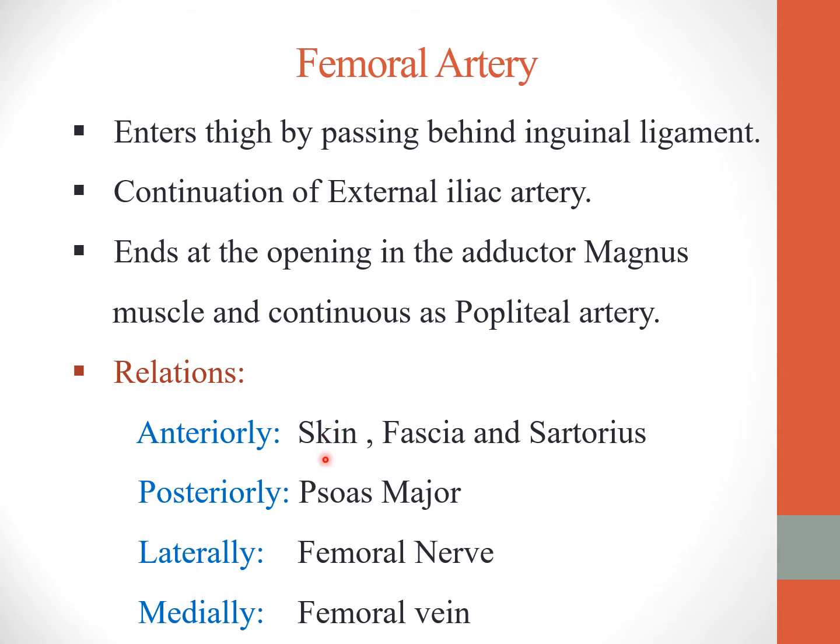Anteriorly, we have skin, fascia and sartorius, which is a very important muscle of the lower limb, running obliquely in the thigh. It passes over the femoral artery anteriorly. Posteriorly, we have psoas major. The femoral artery lies on psoas major. Laterally, we have the femoral nerve, and medially, we have the femoral vein.